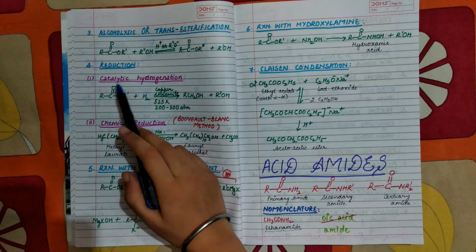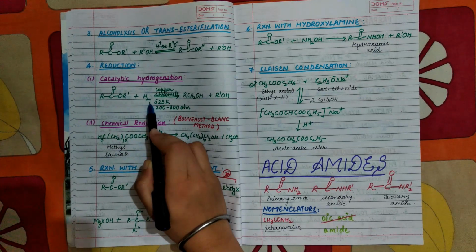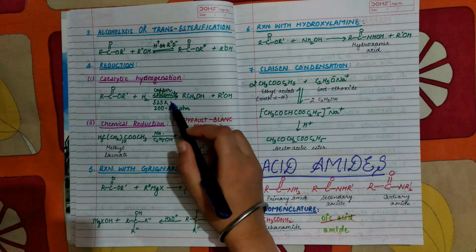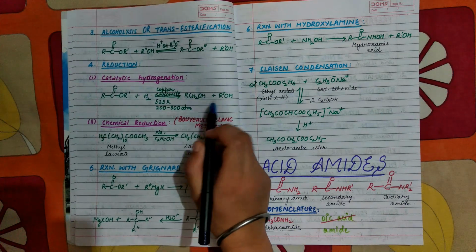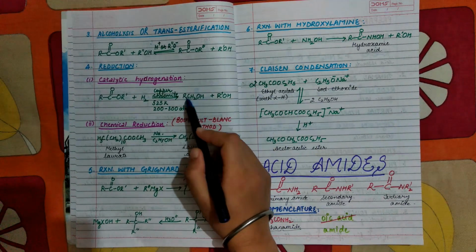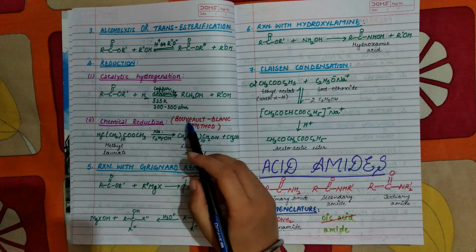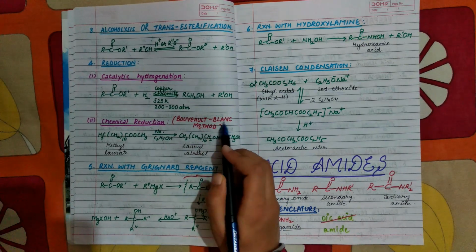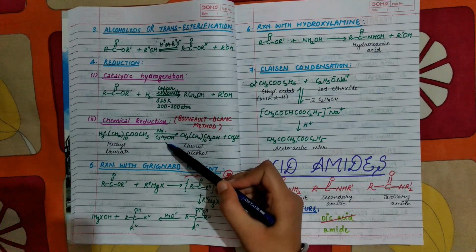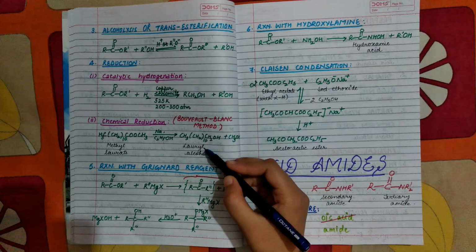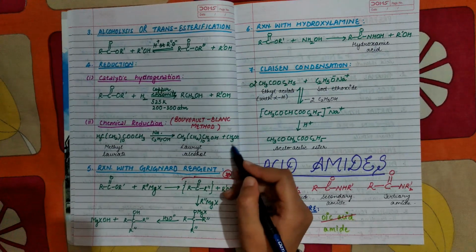Then we have reduction, catalytic hydrogenation. This is ester in the presence of hydrogen and copper chromate at 525 Kelvin and 200 to 300 atmosphere pressure. It forms alcohol and alcohol. This is a different alcohol and this is a different alcohol, right? Then we have chemical reduction. This method is named the Bouveault-Blanc method. Here methyl laurate in the presence of sodium and ethanol forms lauryl alcohol plus CH3OH, the other small alcohol.